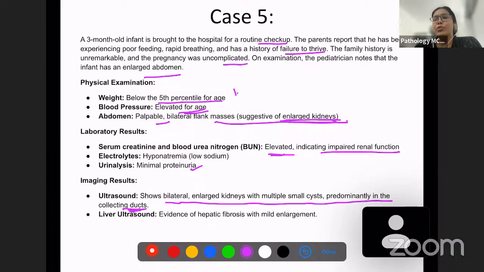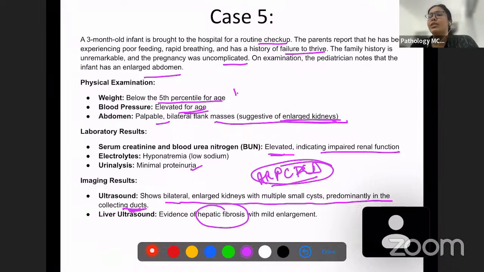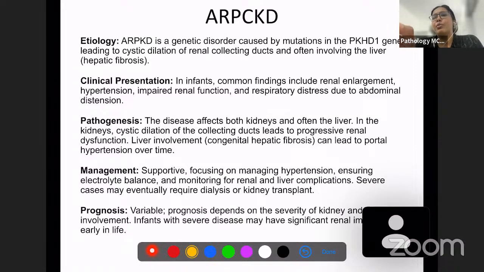Okay. Here, the most important clue I would like to say is hepatic fibrosis. Whenever there is a kidney disease in a child with hepatic fibrosis, always think of autosomal recessive polycystic kidney disease, because this is one of the childhood conditions which is associated with hepatic fibrosis. So, kidney cysts with hepatic fibrosis in a child, always think of autosomal recessive polycystic kidney disease.